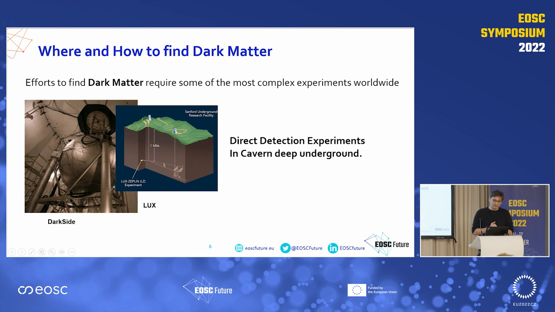And then you have these direct detection experiments where we try to find interactions from dark matter that is just hitting the Earth. These are very, very sensitive experiments that are submerged deep underground, very often in old mines, because it's a very hermetically sealed environment. They basically try to find dark matter directly. Examples are DarkSide and LUX here.